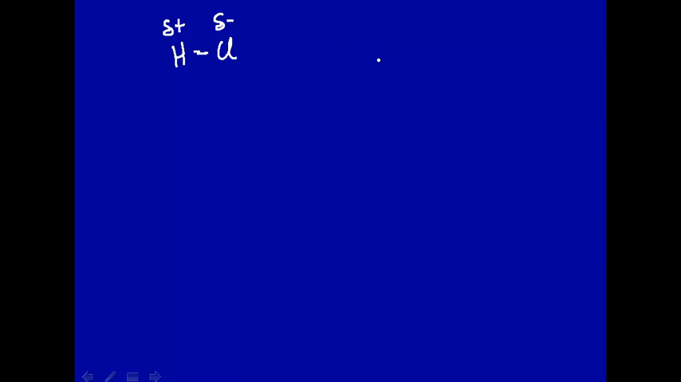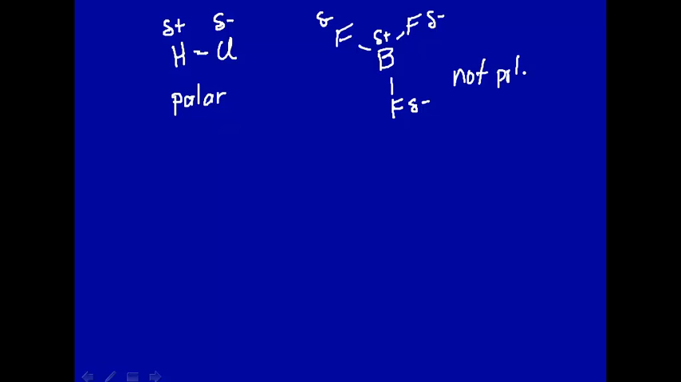Also, you can look at something like BF3. BF3 is this structure here. Fluorine is more electronegative, so it takes negative charge away from the boron, and here you have a partial positive charge. However, even though boron fluoride has polar bonds, the molecule itself is not polar. So this has polar bonds, and this molecule is polar. And here you have polar bonds, but this molecule is not polar.